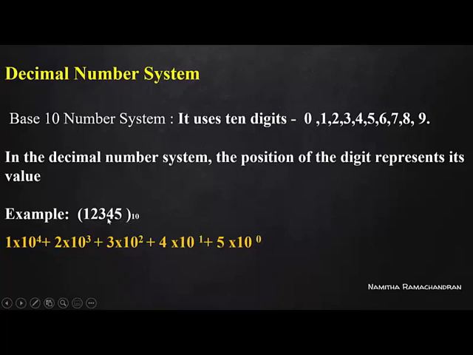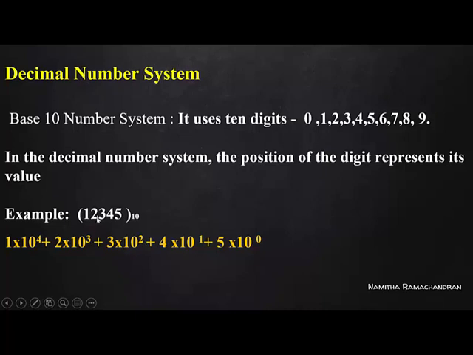Next is the 4. 4 is present in the 10th place, so the value of this 4 in this number is 4 into 10 to the power 1. This 10 is used here because this is a base 10 representation. Next is this 3. 3 is present in the 100th place, so we can represent the value of this 3 as 3 into 100, or 3 into 10 to the power 2. 10 to the power 2 means 100.